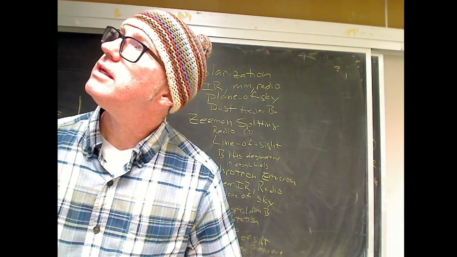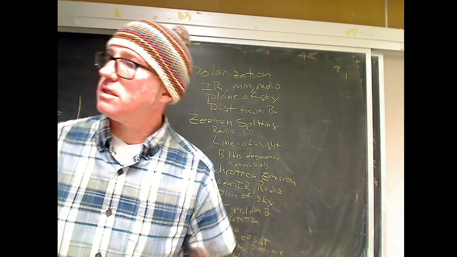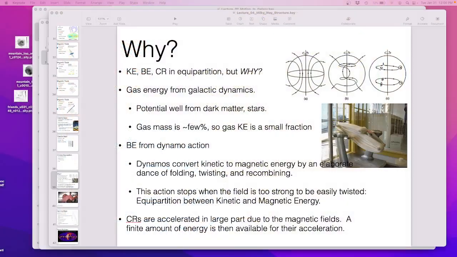One of the weird coincidences in the universe is that the kinetic energy in the galaxy, and the energy in cosmic rays in the galaxy, and the energy in magnetic fields in the galaxy, the total energy, are all about the same. Why? Because they all feed each other and create each other.